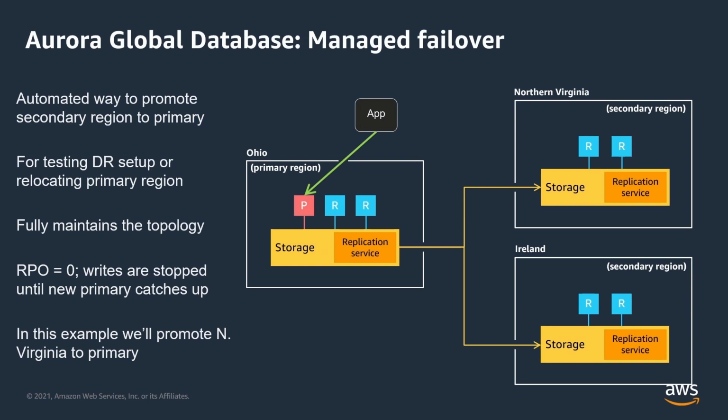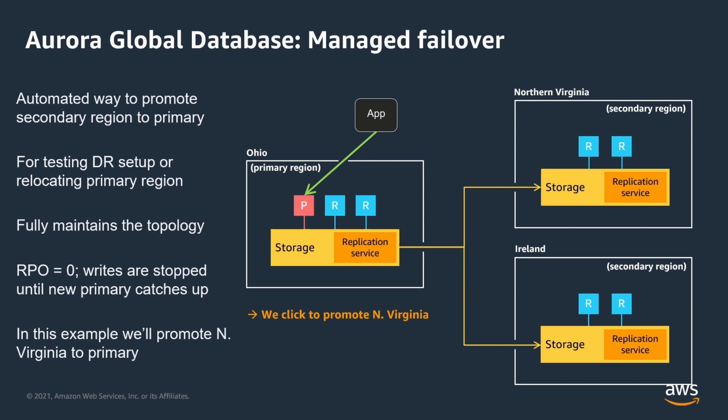All right, so let's look at how the planned managed failover works. On this slide, we have our primary region, which is the Ohio region. As you can see in the primary region, we have our primary node and 2 read replicas. They're connected to the distributed storage subsystem. This storage subsystem is getting replicated to 2 secondary regions, Northern Virginia and Ireland. And then the app connects to the primary node.